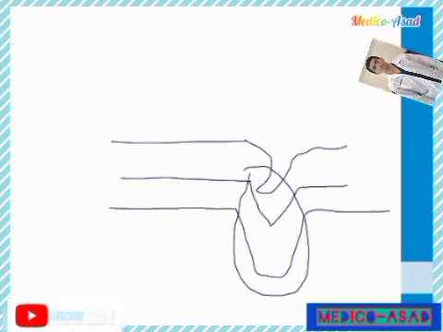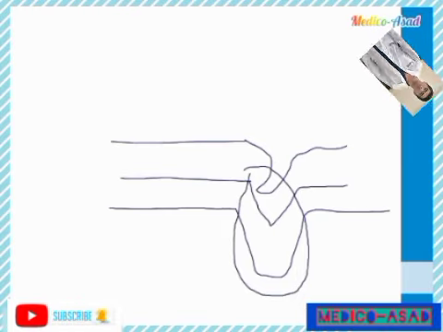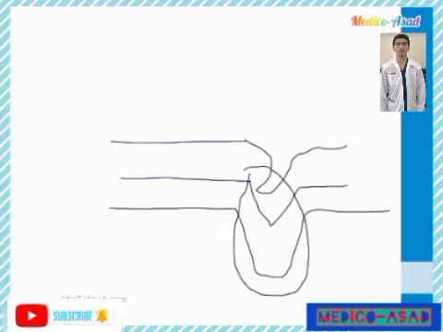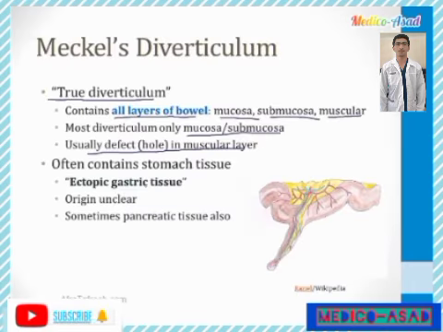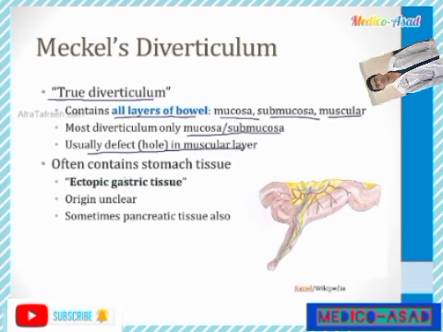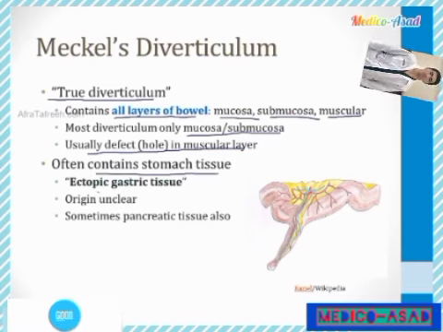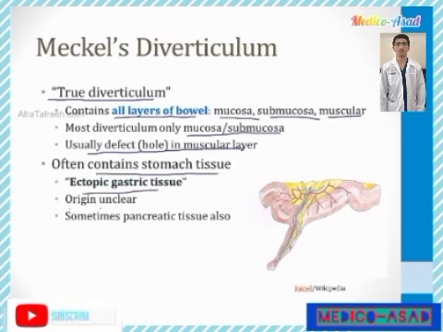It's much more common for diverticulum, like the kind we talk about in older people in the colon, to occur from a breakdown of the muscular layer and thus to become a false diverticulum. It's also high yield to know that Meckel's diverticulum often contains stomach tissue. This is called ectopic gastric tissue. Its origin is unclear, but as we'll see in a minute, this can be used for diagnosis.